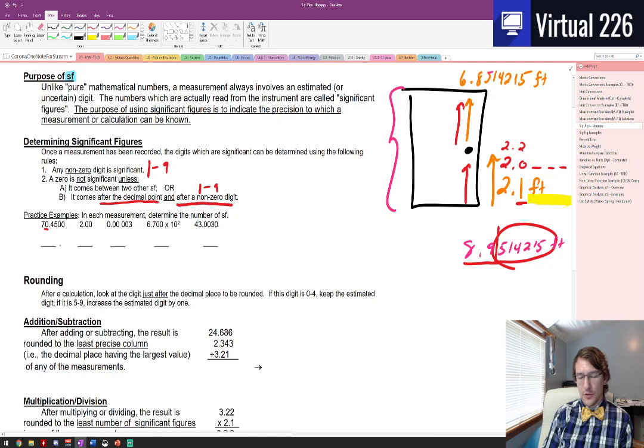So let's take a look at some of these and get some ideas of the Sig Figs. Okay? If you want to practice, and I recommend doing this, pause the video, see if you can get what these Sig Figs are, and then I'll go through it.